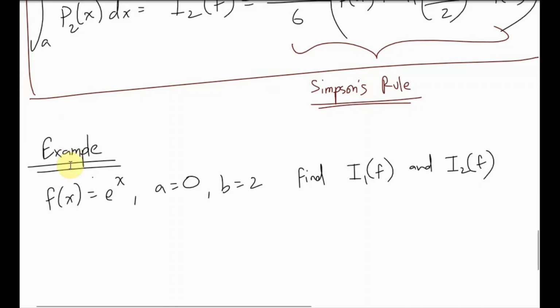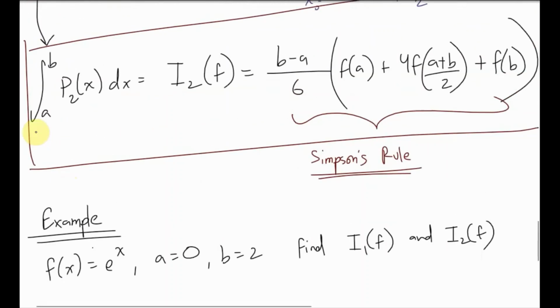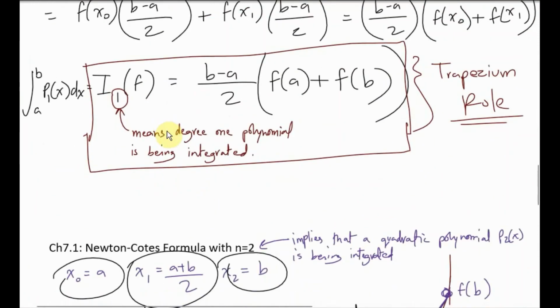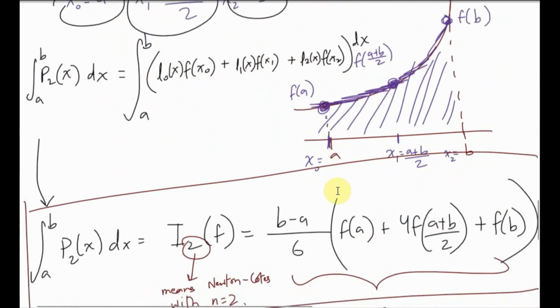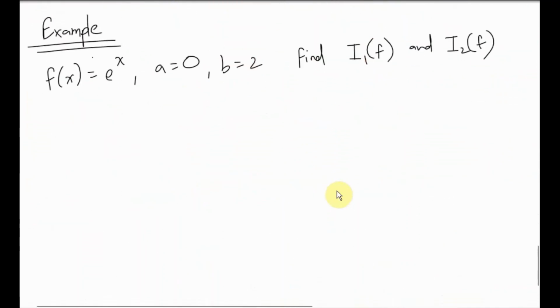Okay, and one more thing, just again, this I subscript 2 means Newton-Cotes with n equals 2. And the previous one was, and this is correct, and this basically also means Newton-Cotes with n equals 1. Okay, now we want to find I1 of f and I2 of f.